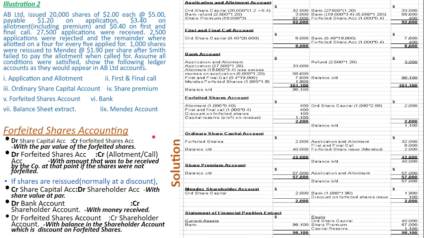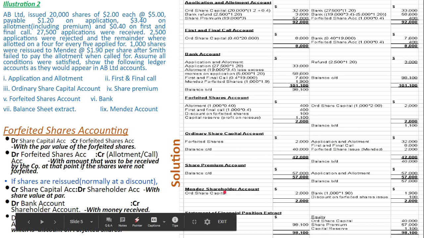Next point, we credit share capital account and debit new shareholder account with share value at par. So we go to our ordinary share capital account, we credit it with forfeited share issue, Mendes $2,000. We now need to record the double entry by debiting Mendes shareholder account, narration ordinary share capital value $2,000.